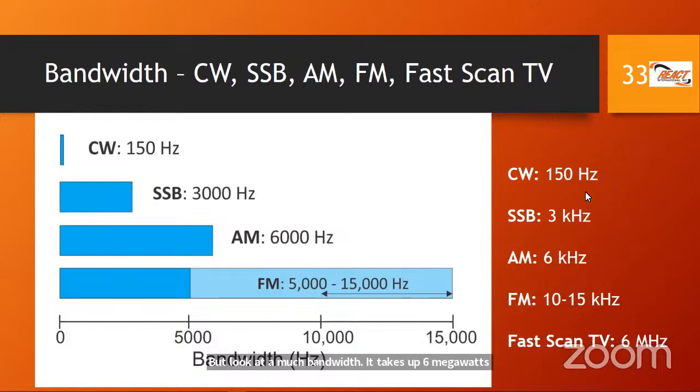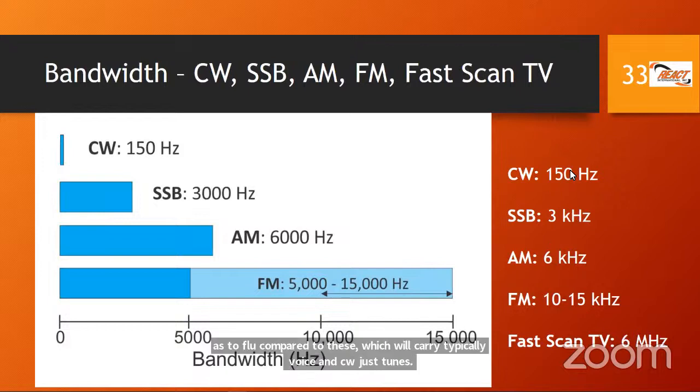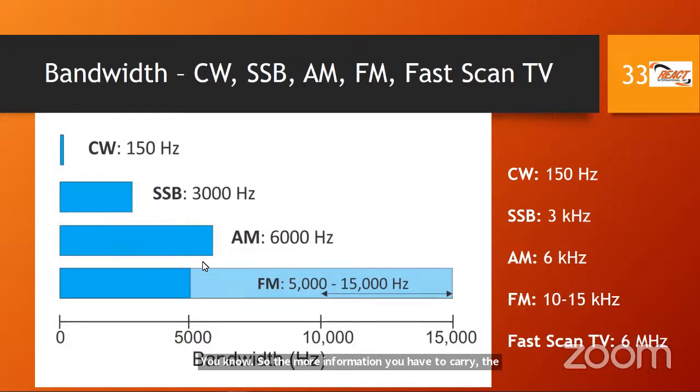So CW 150 hertz, 3 kilohertz for SSB, 6 kilohertz for AM, 10 to 15 kilohertz for FM, Fast Scan TV, 6 megahertz. Why? Because that is carrying video, which requires a lot of space, a lot of information has to flow compared to these which will carry typically voice, and CW is just tones, you know, dit, dit, da, da, right? So the more information you have to carry, the more bandwidth you need. But these are things we need to learn for the exam, and let's show you the exam questions in relation to the bandwidth of the various modulation schemes.